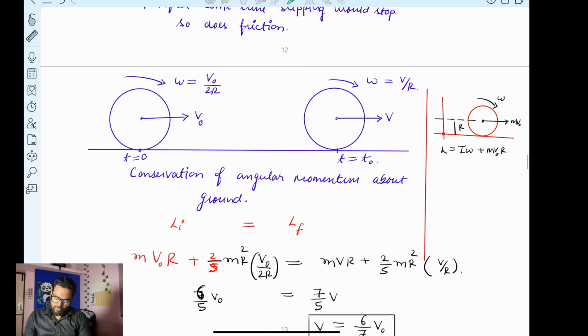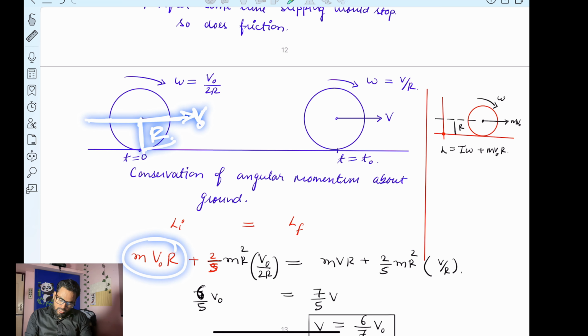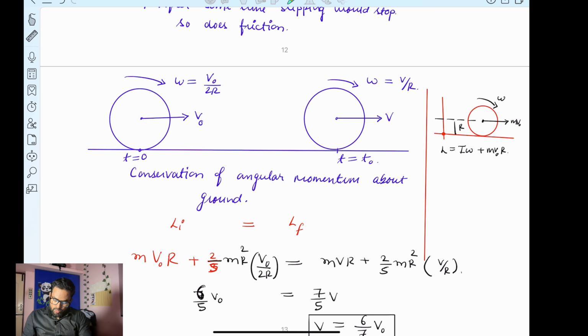Now we are going to conserve. See, with what velocity it is moving? V naught. So linear momentum would be how much? Mv naught into perpendicular distance, r. Mv naught into r. Inertia how much? Inertia about this point how much? It would be how much? 2 by 5 mr square into V naught by 2r.